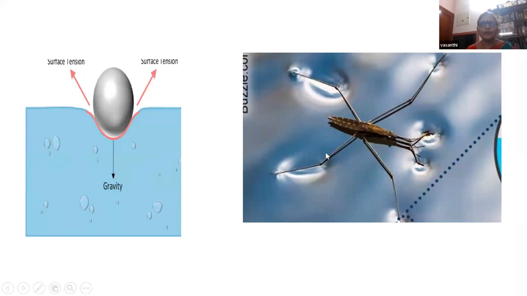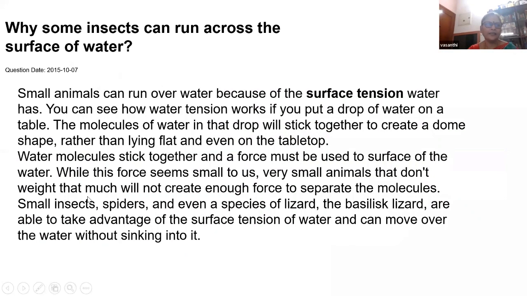The insect also spreads its weight over a larger surface area. So the weight per unit area is less. A small depression is created, and the vertical component of the surface tension will balance the weight. So they are able to defy gravity.